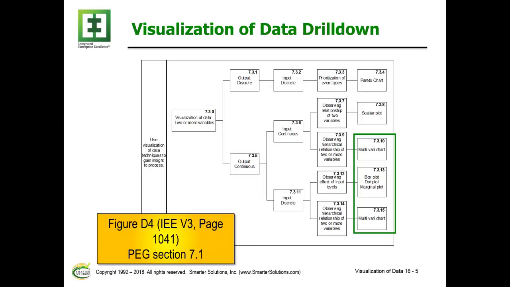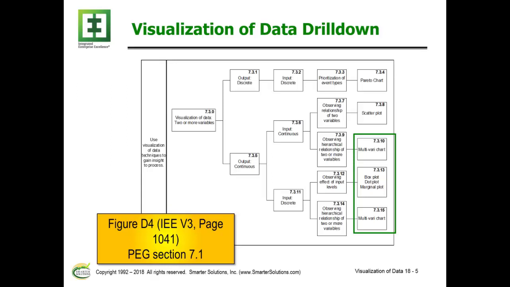Now, if you have a continuous input, you go up to 7.3.6, and then you can lead over to a scatter plot. That's if we have an X relationship to a Y. That's a visualization that we'll be talking about later. What I'm going to be focusing on this time is that the output is continuous and the input is discrete.